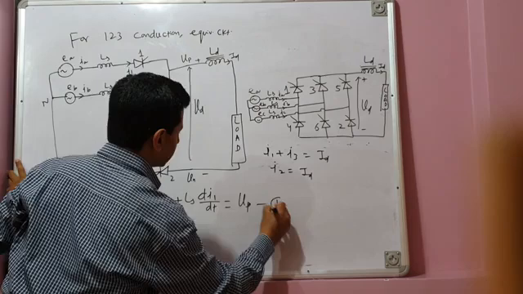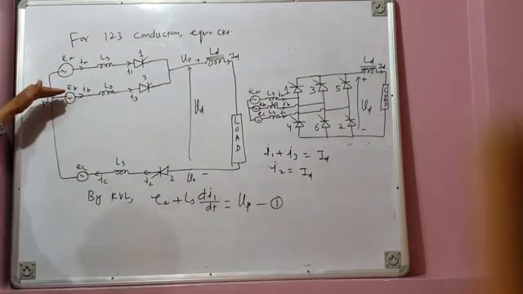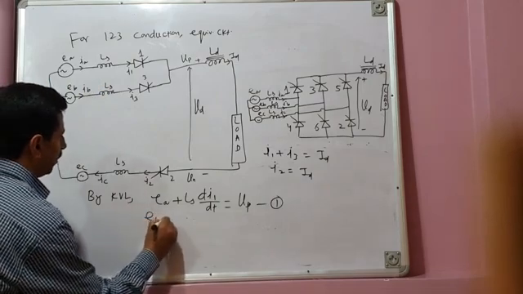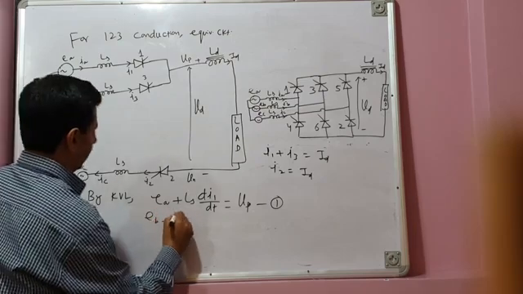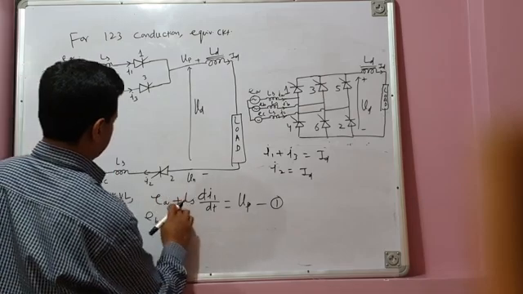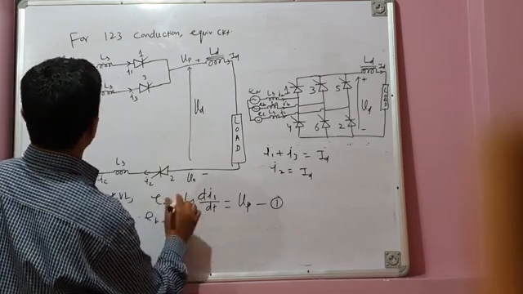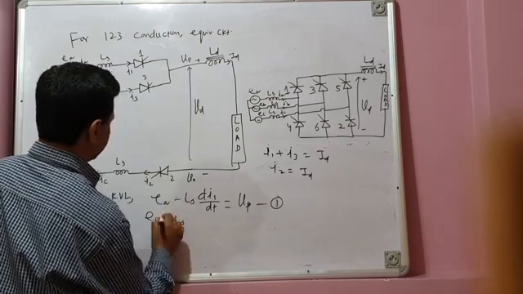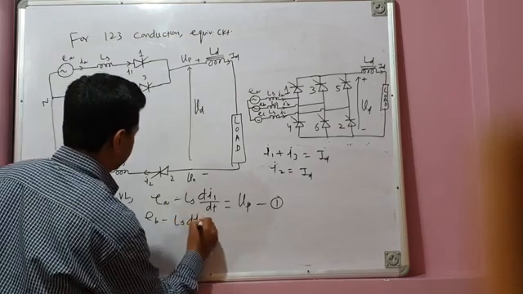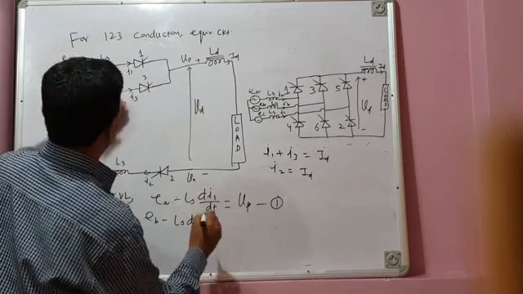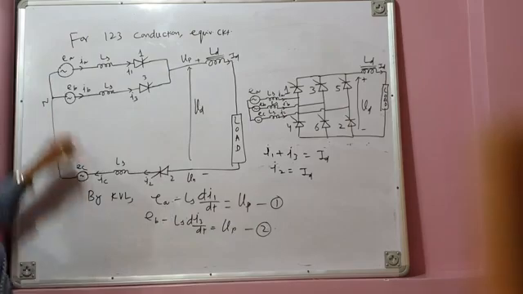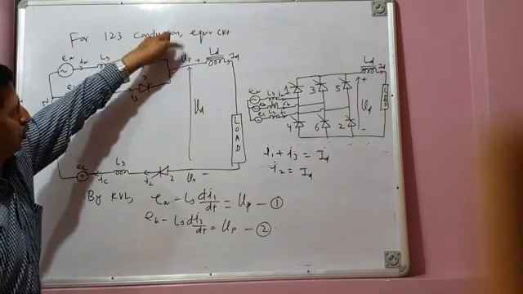Let me call this equation 1. Similarly, I apply KVL in this branch. In this branch, EB minus LS times the current in this branch, which is I3, di3 by dt, is also equal to VP. This is equation 2. So this voltage minus this drop is equal to the positive bus voltage.